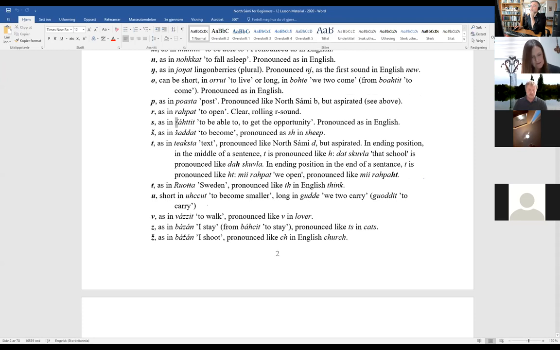Shaddat, esh, like sh in sheep. Shaddat. Texta.